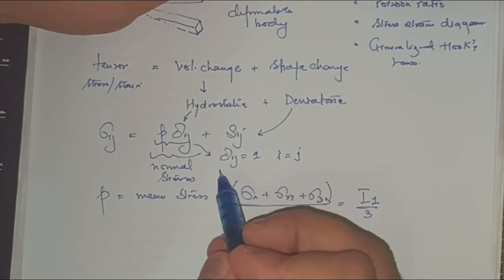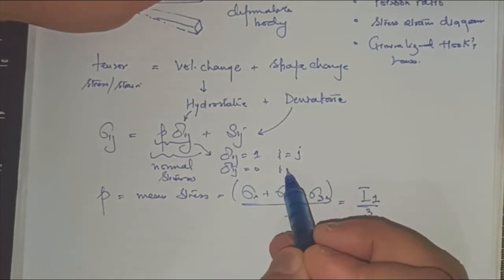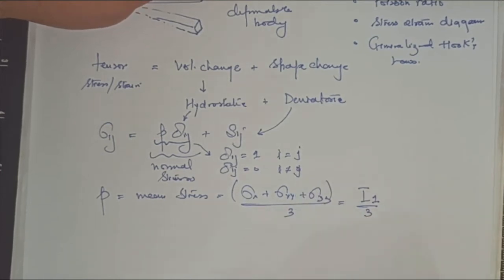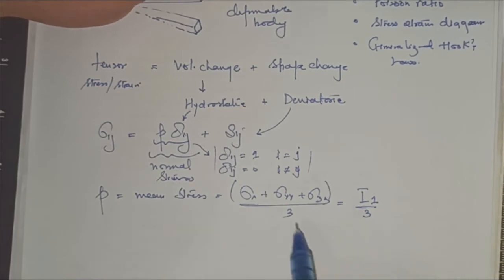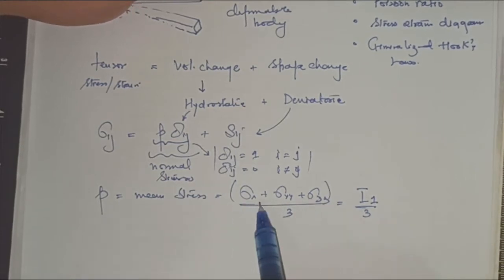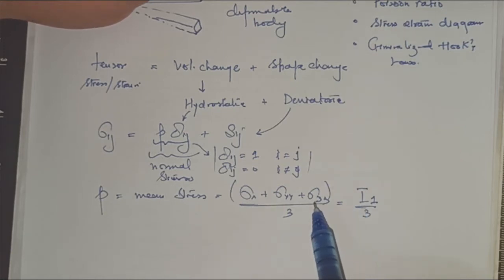That means for normal stresses. And for I j equal to 0, that means shear, when I is not equal to j. This is a condition for delta Ij. So P is a mean stress, and it is represented as (sigma xx + sigma yy + sigma zz) by 3, which is also called I1. I1 is a stress invariant, the first stress invariant for a stress tensor.